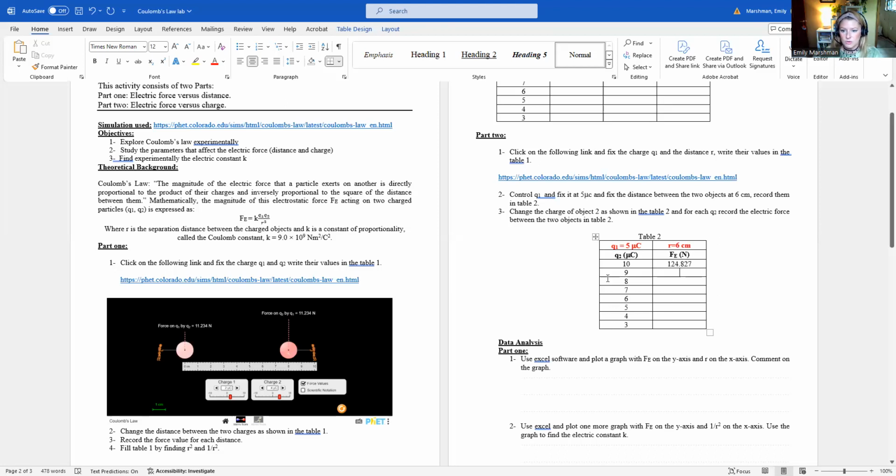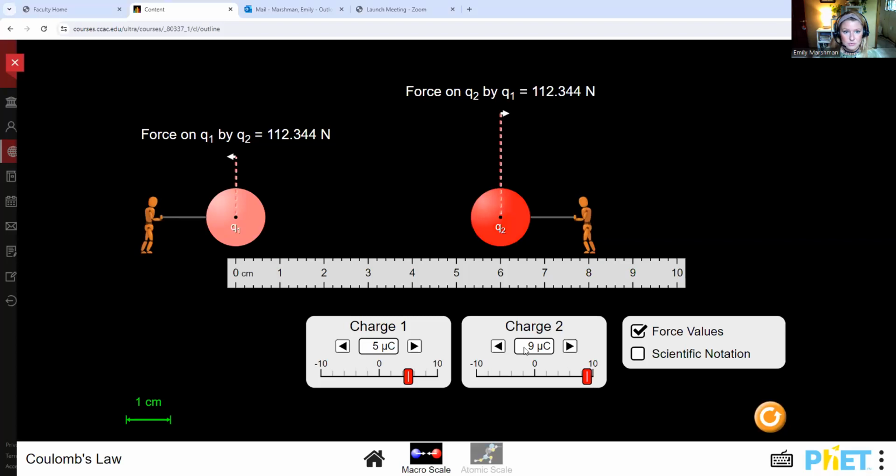I'll just do a couple more. Let's change Q2 down to 9 microcoulombs. Sorry, I keep jumping back and forth. So we're on 9 microcoulombs, keeping everything else fixed. The force has now decreased, 112.344.